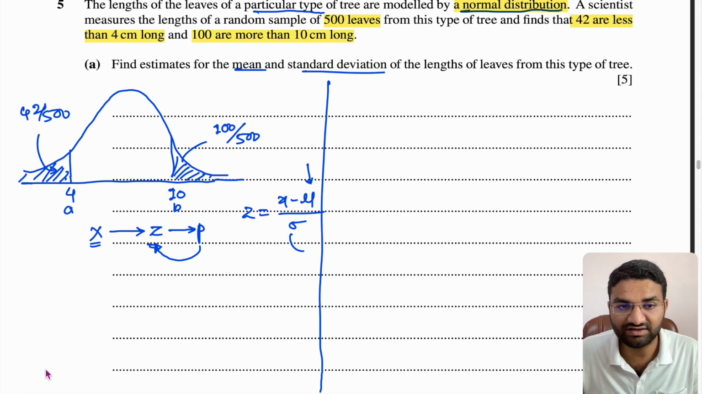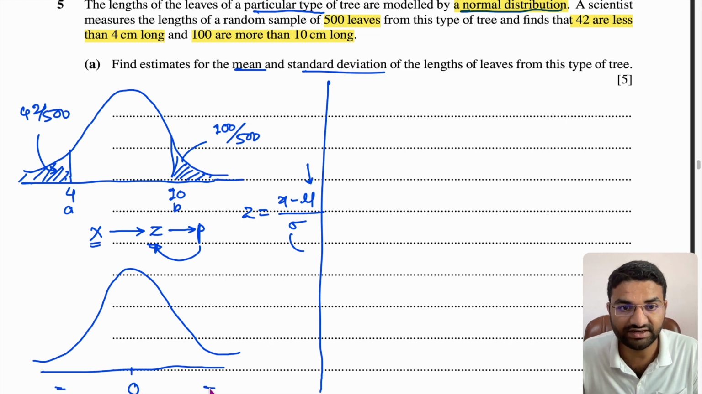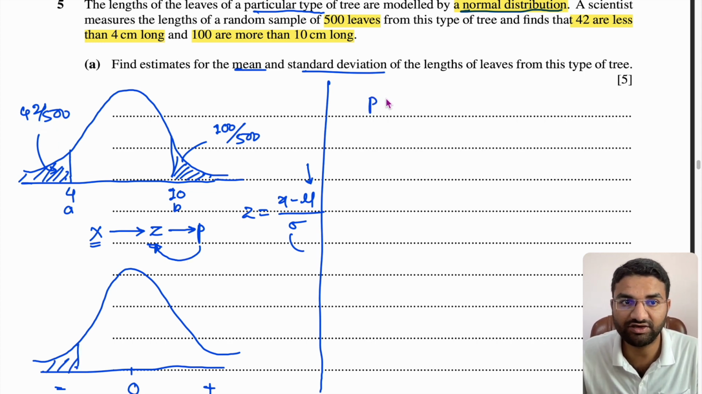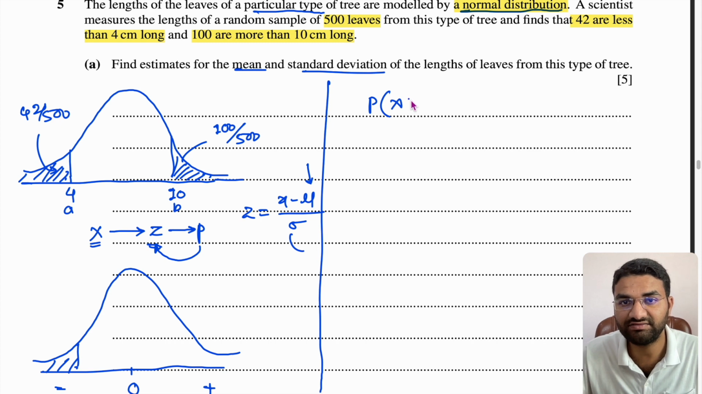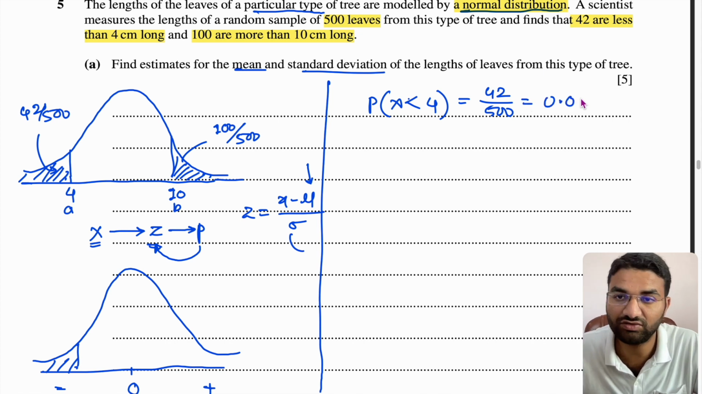I hope you have gone through the normal distribution theory, but just for your revision, in a normal distribution the left-hand side is negative and the right-hand side is positive. I hope you know this part. So first of all you take the probability of X less than 4 equal to 42 over 500, which is 0.084.